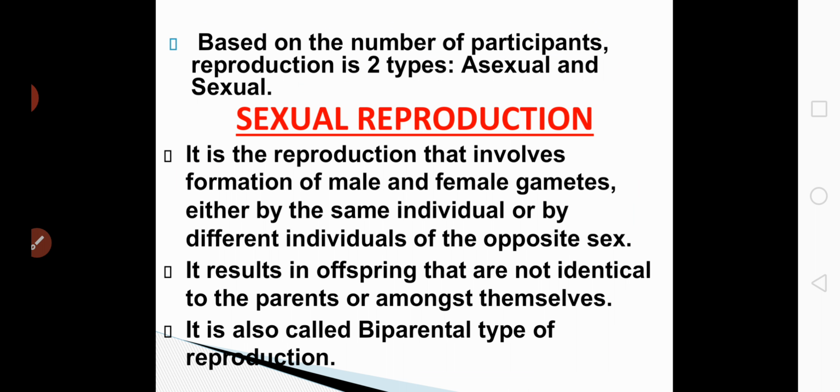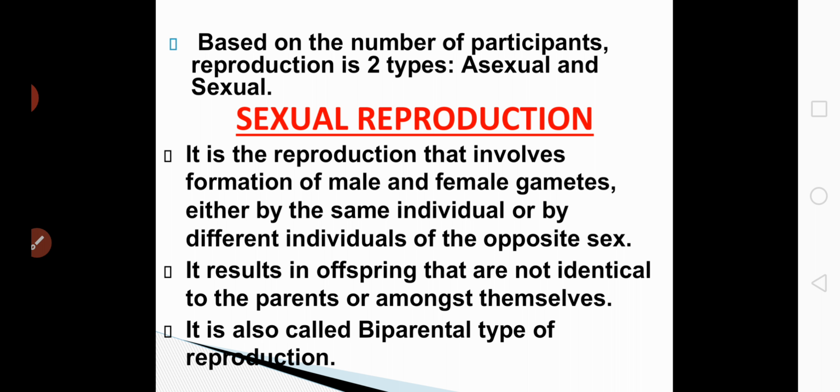Once again I'll repeat, asexual reproduction means when offsprings are produced from a single parent, and because of the involvement of a single parent, asexual reproduction is also called uniparental type of reproduction. Uniparental means single parent. Okay, so that is about the definition of asexual. And what do you mean by sexual? Okay, in asexual, it involves only one parent.